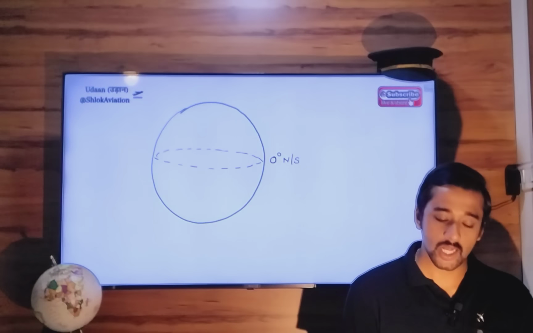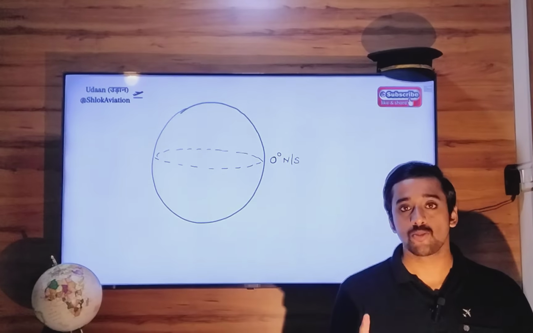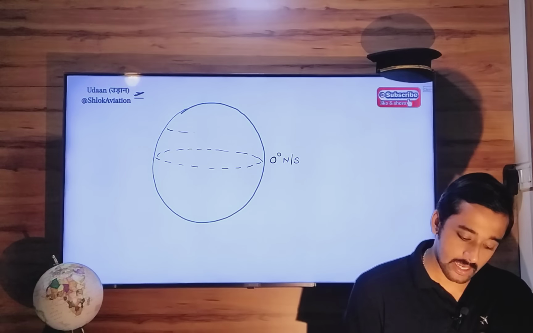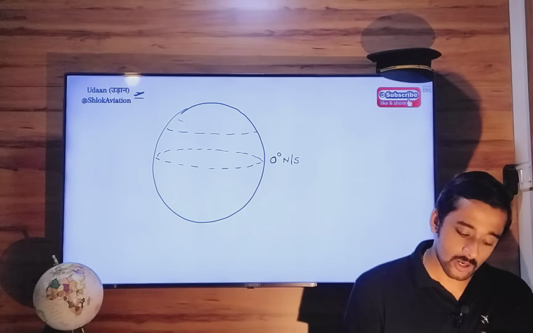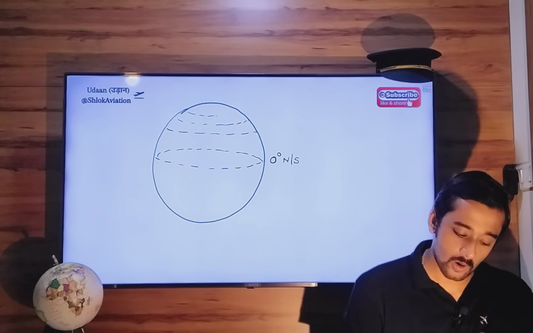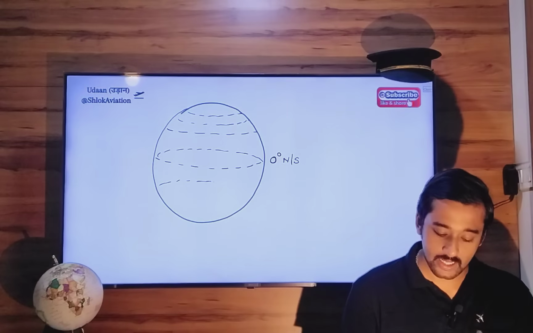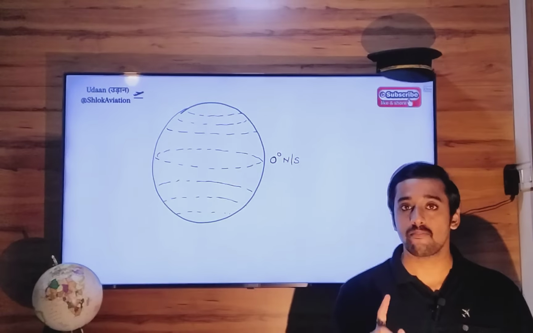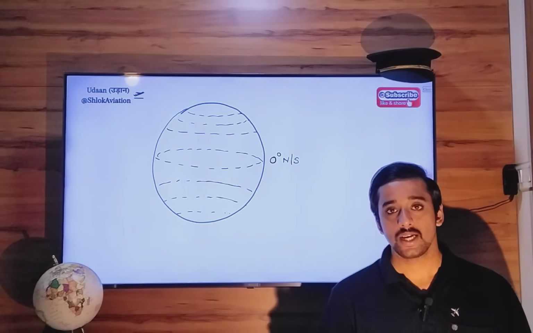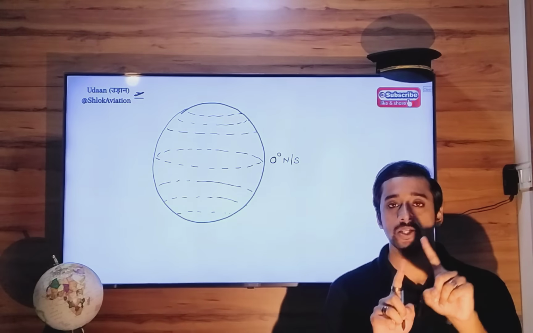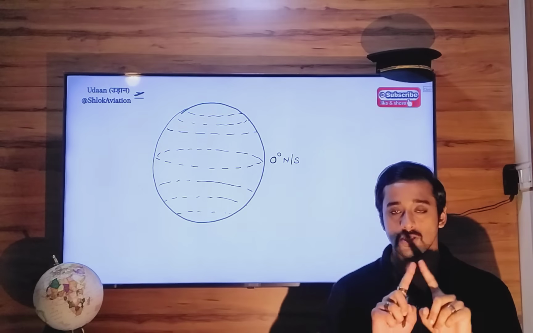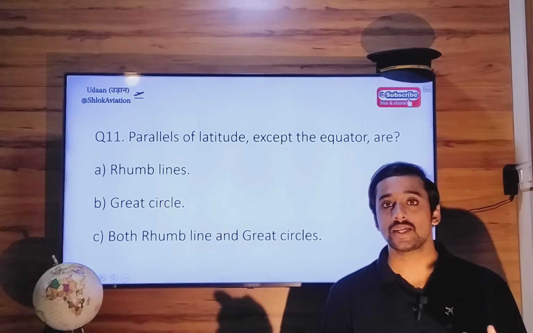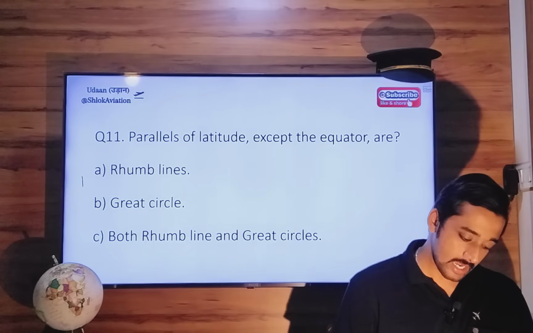Now this 0 degree parallel of latitude or the equator is both a great circle and a rhumb line. But any other latitude except the equator, 10 degree north, 20 degree north, 30 degree north, anything other than that, these latitudes are only rhumb lines, not great circles, because these latitudes run in a constant direction of east and west. Okay, constant east-west direction, and by definition, rhumb lines are lines with a constant direction. So option A is the right answer.